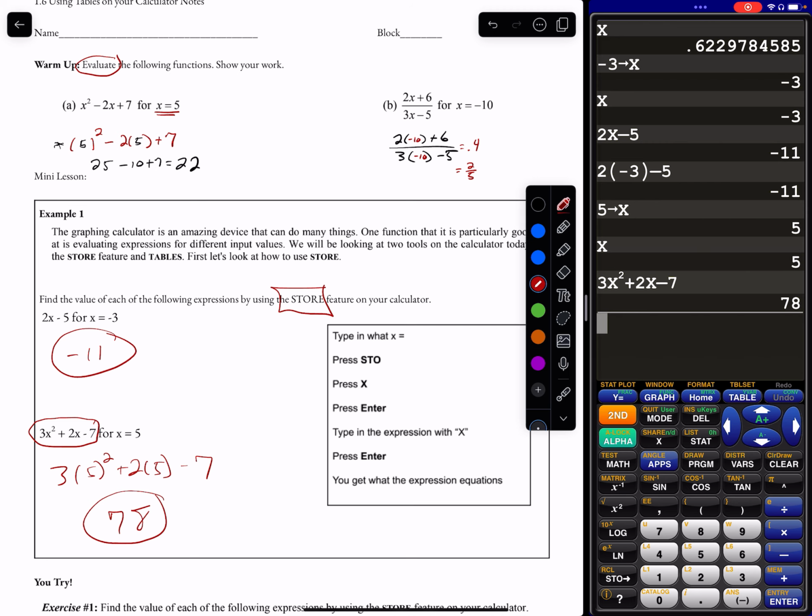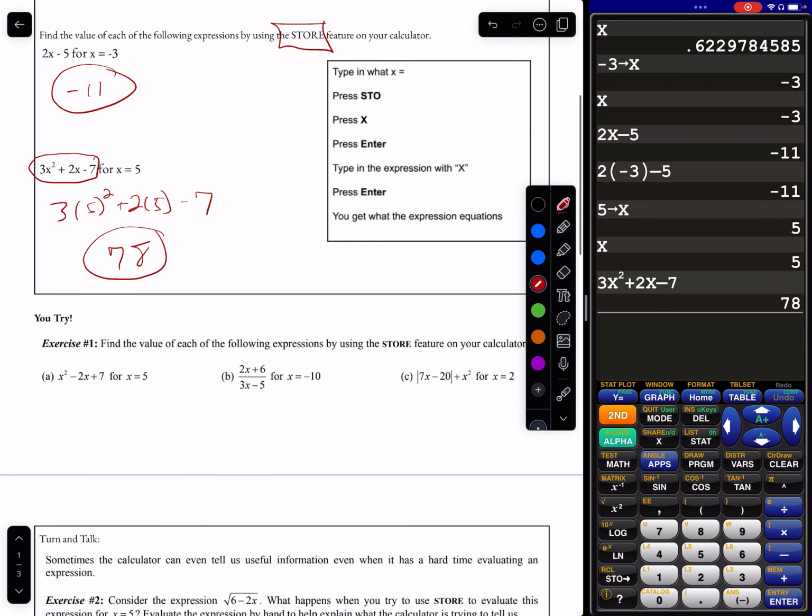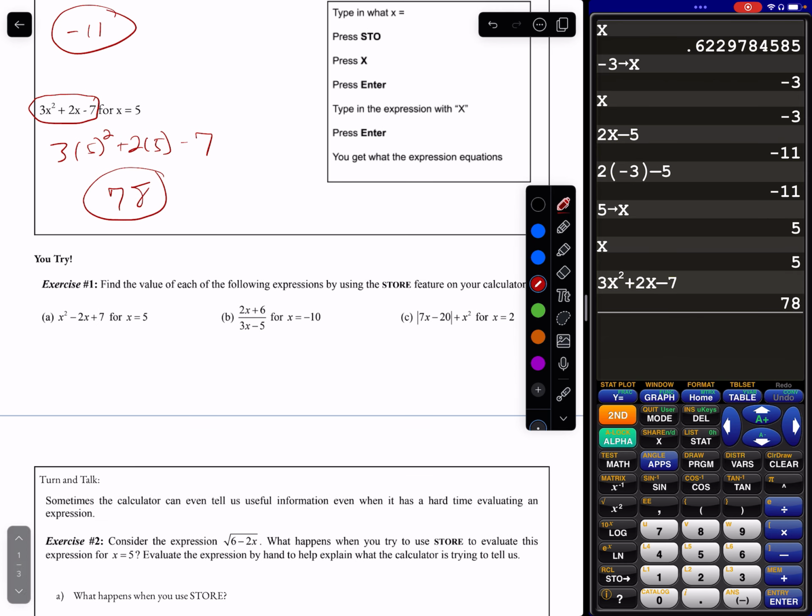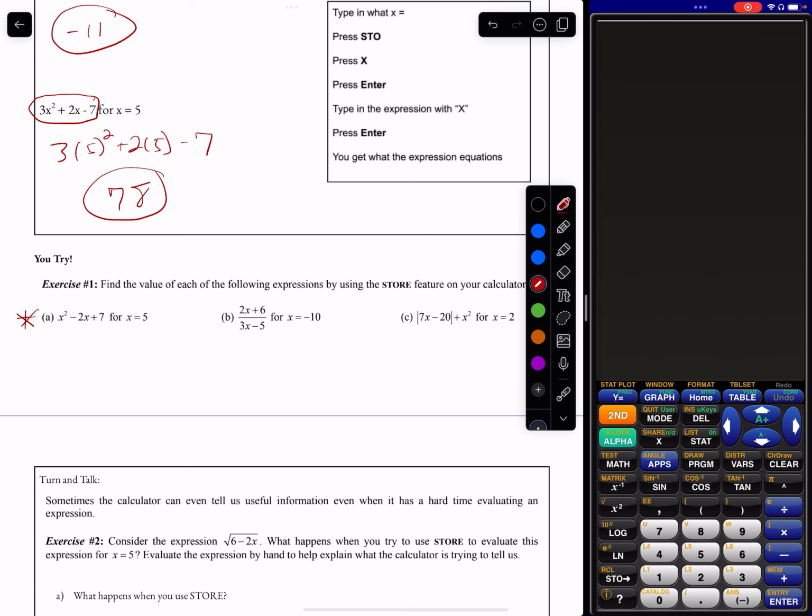Okay, so that's the store feature on your calculator. It's very, very helpful when you have more and more complex polynomials. If you wanted to pause it and try to check some of these out, go ahead and pause the video, and then you can see if you can check these out. Okay, let's just do it really quickly, right? 5 is already stored into x. I already have it there, so I'm just going to do x squared minus 2x plus 7, and I'm going to get a value of 22 this time.